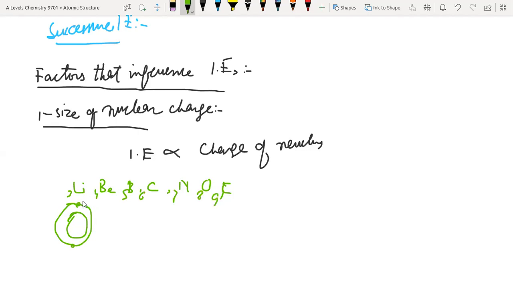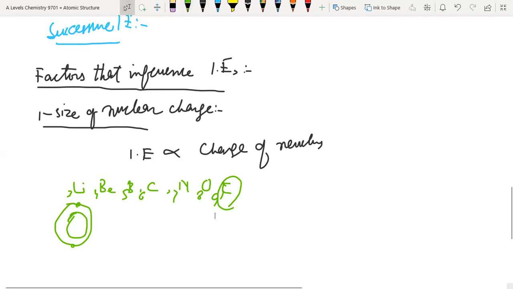As the nuclear charge is getting greater, a larger amount of energy would be required to remove the electron from the outer shell. Did you get the point? As the charge in the nucleus increases due to the increase in proton number, the ionization energy required to remove the electron will also increase.